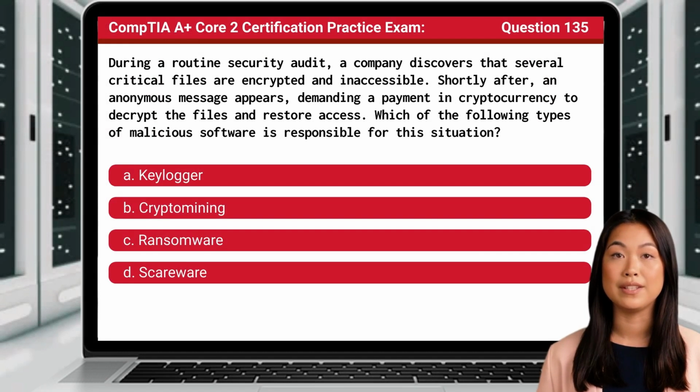Question 135. During a routine security audit, a company discovers that several critical files are encrypted and inaccessible. Shortly after, an anonymous message appears, demanding a payment in cryptocurrency to decrypt the files and restore access. Which of the following types of malicious software is responsible for this situation?